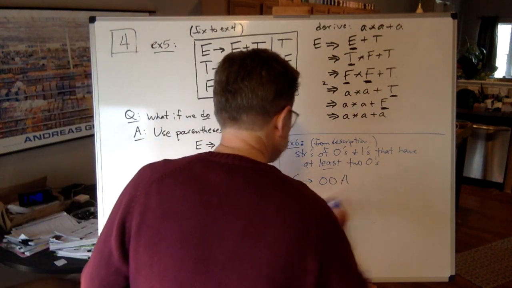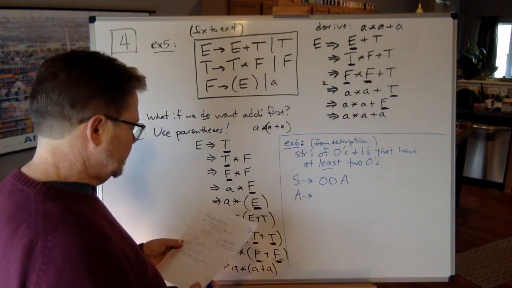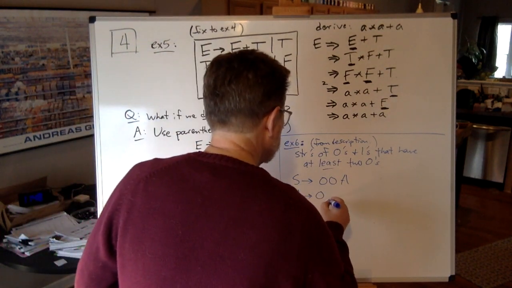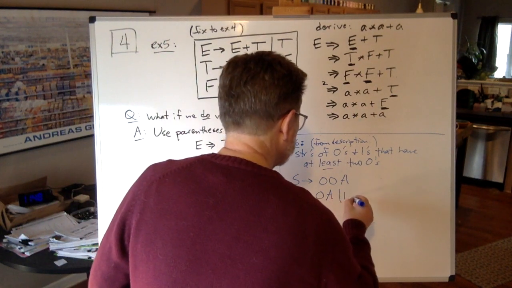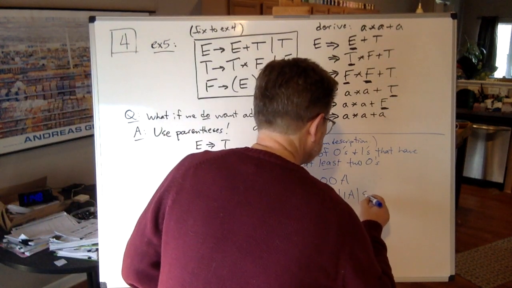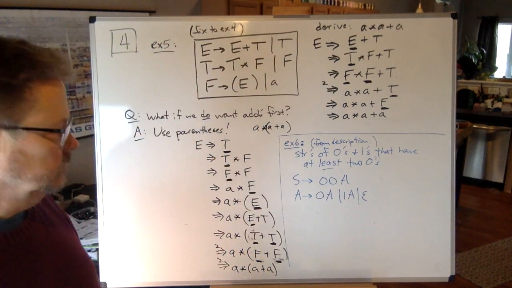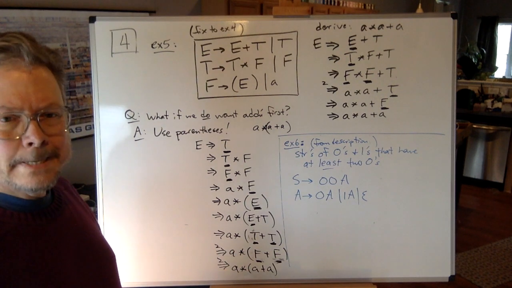A. I'll introduce another non-terminal. And as long as I got the 2 zeros, I don't really care what A is. It could be anything. 0 and then another A, so I can have as many zeros as I want. Or I can alternate with ones. 1A or epsilon.